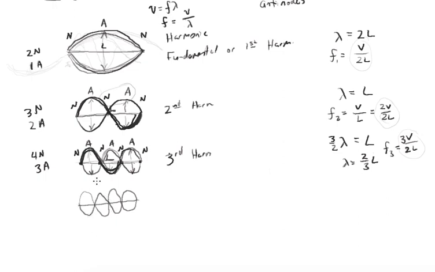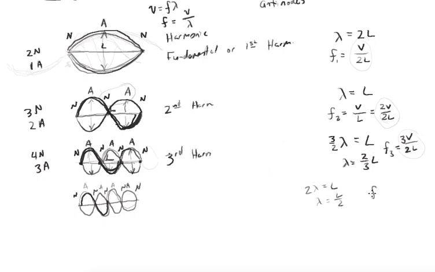Sorry, that's horribly drawn, but you add one more node and antinode out there. So, node, node, node, node, node, 5 nodes, 4 antinodes. Okay? And what do you have here? Here's one wavelength and 2 wavelengths. So 2 times the wavelength is equal to L. That gives us lambda equals L over 2.